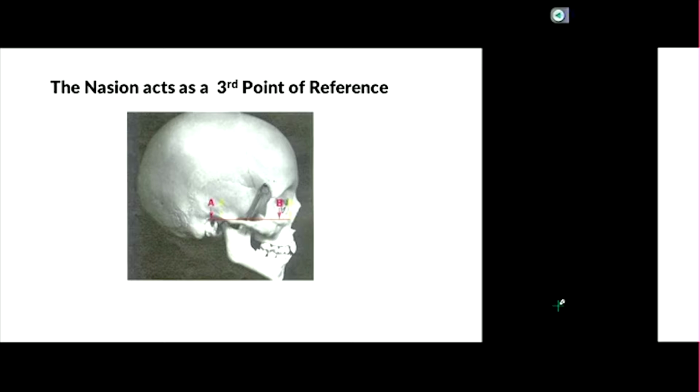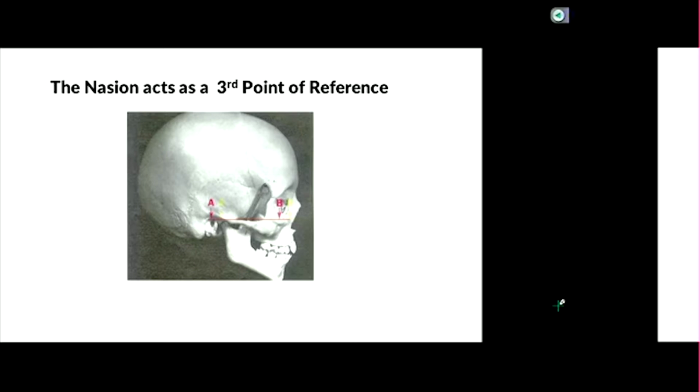No. Two points make a line. So we pick these two points. So this is just designating our Frankfurt horizontal plane. So if you want to think of it, the third point, we're going to call this our third point of reference. The other parts of our tripod are going to be the external auditory meatus, which simulates our condyle. And then really the teeth, we'll group that as another point.